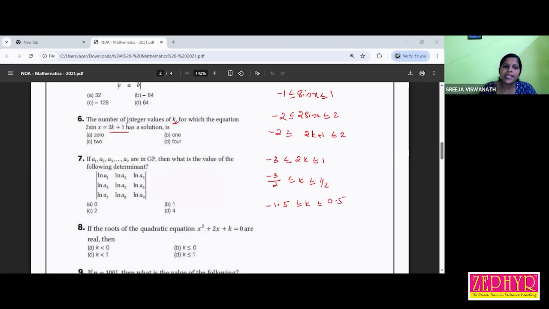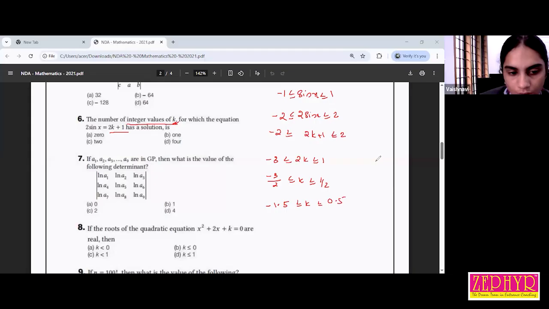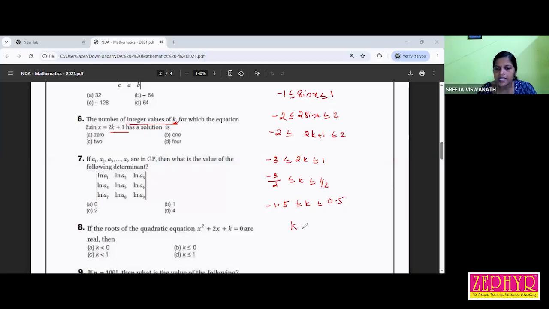We need to find the integer values of k. How many integer values of k? Only one. 2 values, right? k is equal to -1 and 0.